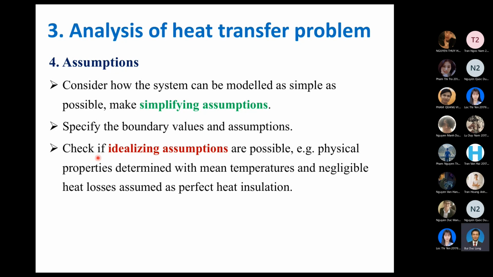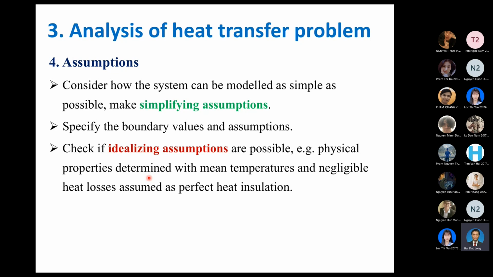And we check if idealizing assumptions are possible. Example, physical properties determined with mean temperature, and we can neglect heat loss, okay, assuming perfect heat insulation. Okay. So this way we can simplify the problem.